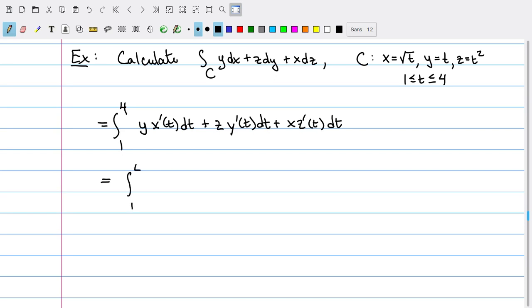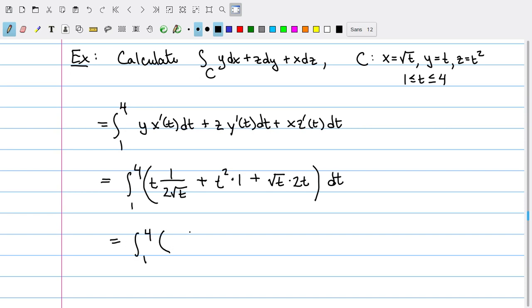This is just the same thing as the integral from 1 to 4 of y times x prime. X prime here is going to be 1 over 2 times the square root of t, and y itself is t, so this will be t times 1 over 2 times the square root of t dt, and I'm going to pull all the dt's to one side here, plus z times, and z is t squared here, so t squared times y prime, which is just 1, plus x, which is the square root of t, times z prime, which is 2t, all times dt. So it's that simple integral here, which is just the integral of 1/2 t to the 1/2 plus t squared plus 2t to the 3/2 from 1 to 4, which is a very easy integral.